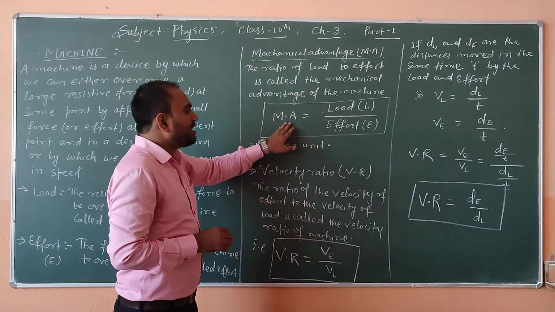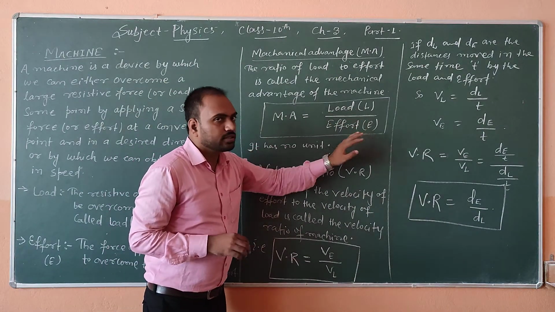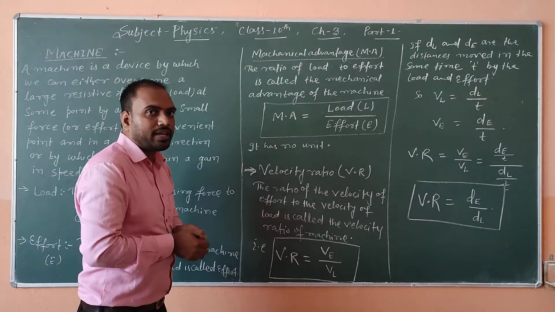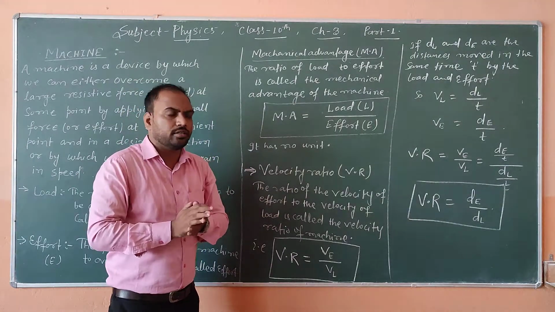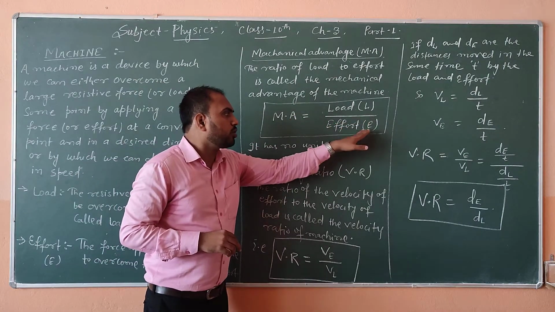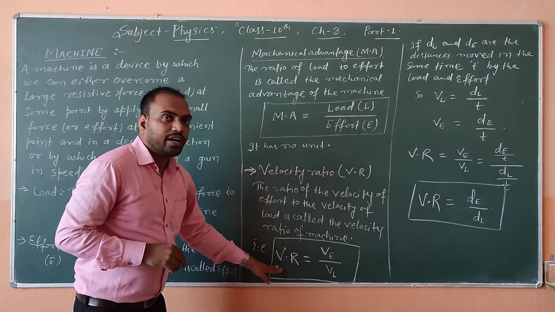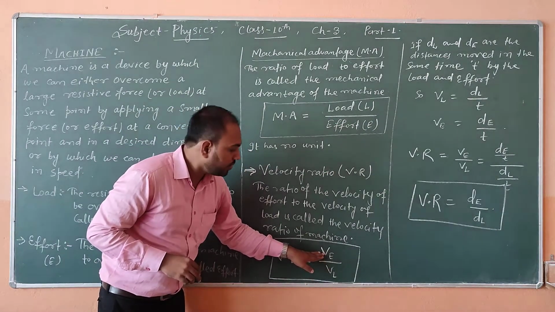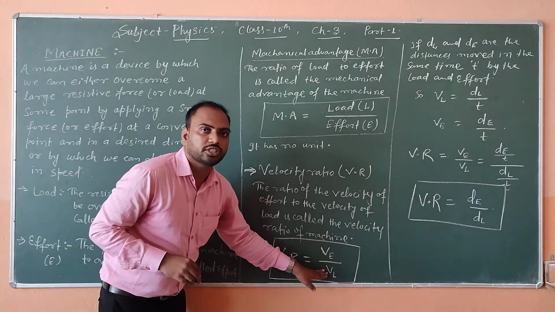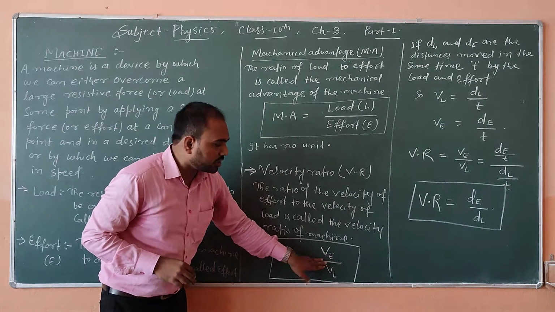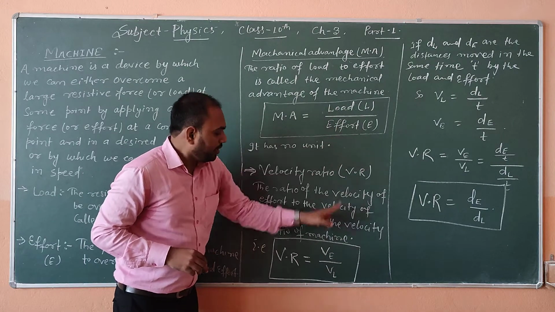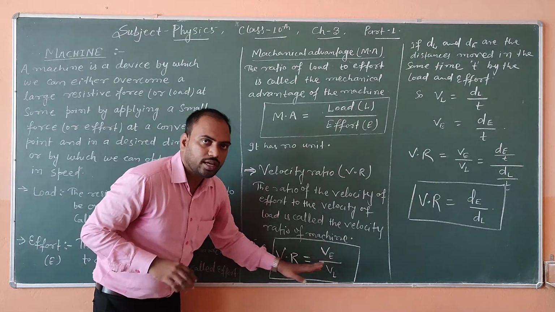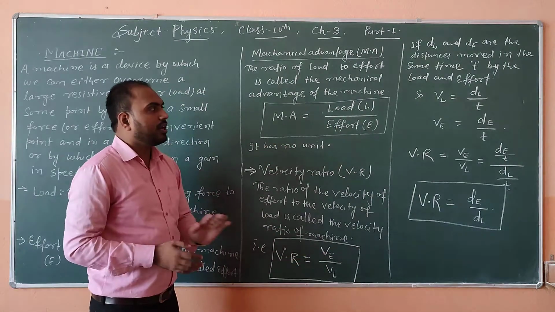Okay. Mechanical advantage is load upon effort. Simply, you have to prepare this in your mind. Say mechanical advantage, load upon effort. Why? Velocity ratio, effort upon load, velocity of effort upon velocity of load. It is just opposite to each other. Here load upon effort, here effort upon load. I hope you will be able to learn.